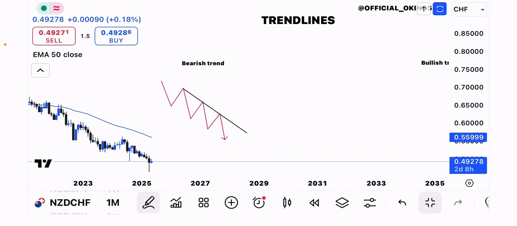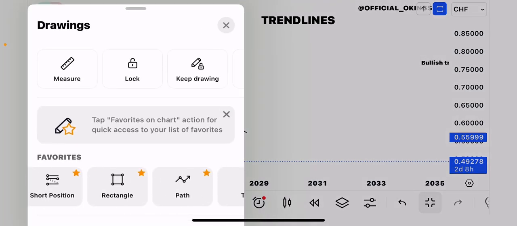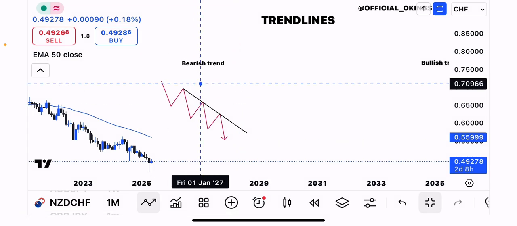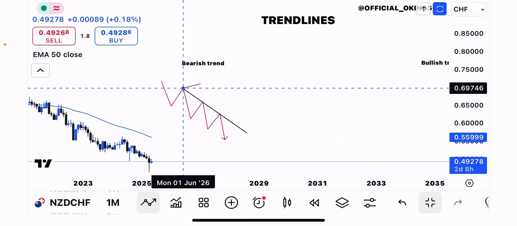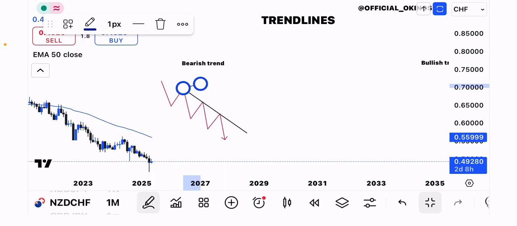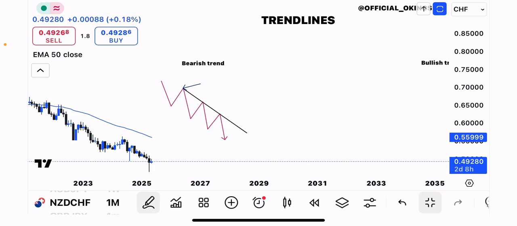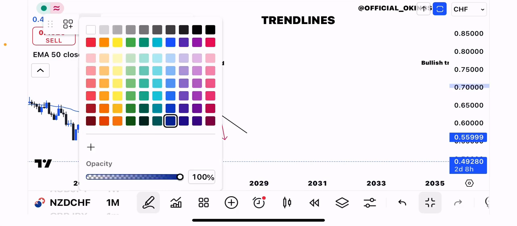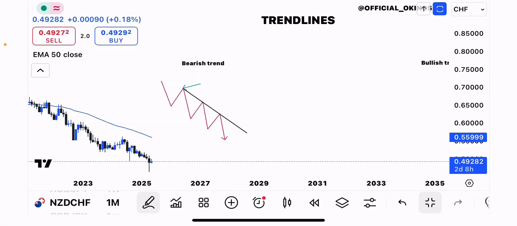So what do we see here? We see that in this downtrend, okay, let me change the color. Let me change the color to this color here. Let's use this. Alright.